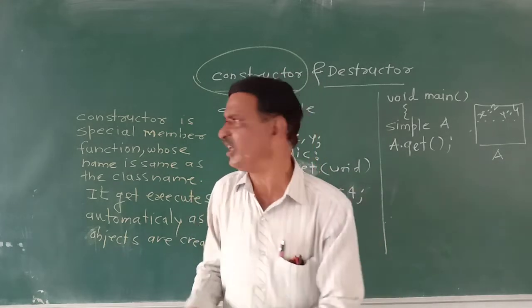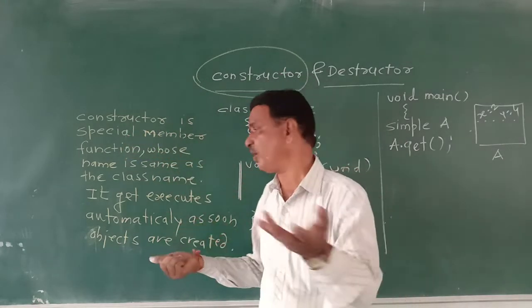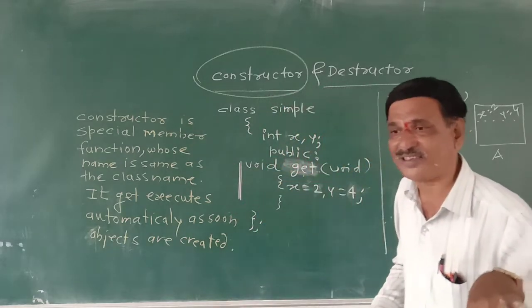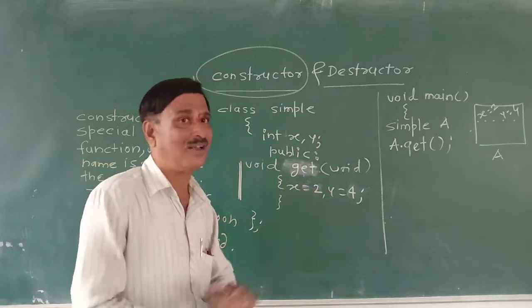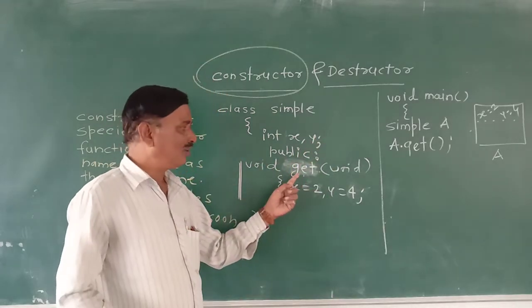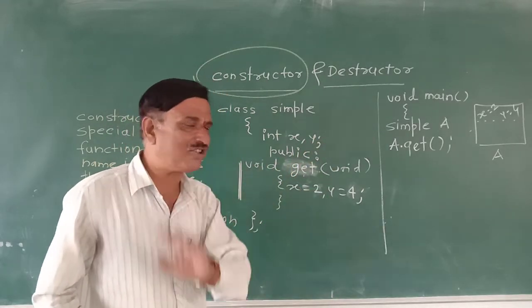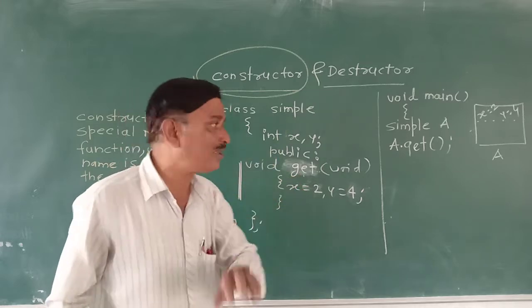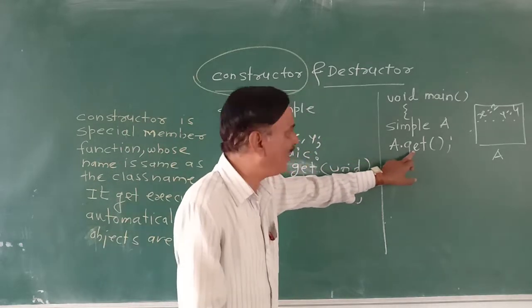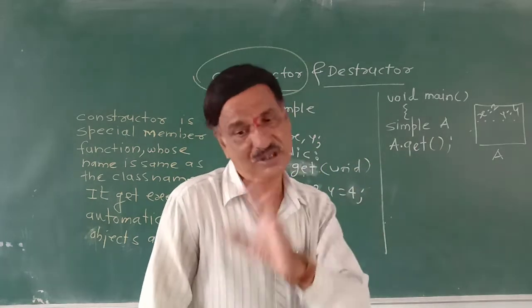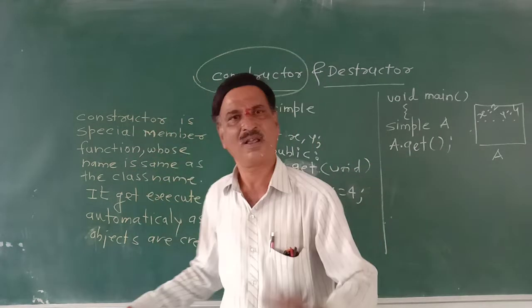So constructor is a special member function whose name is same as the class name and it executes automatically as soon as objects are created. And now look, this is the ordinary member function, not a constructor, because its name is not same as the class name. That's why ordinary member functions are necessary to call in main with the object and dot membership. This is the difference. So take down this.